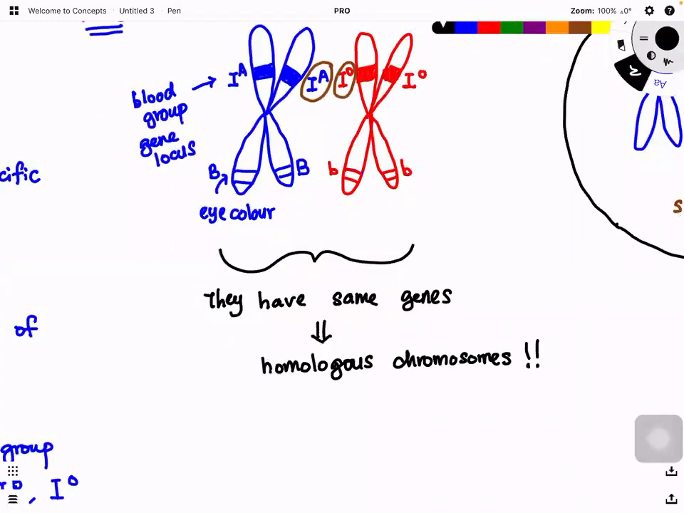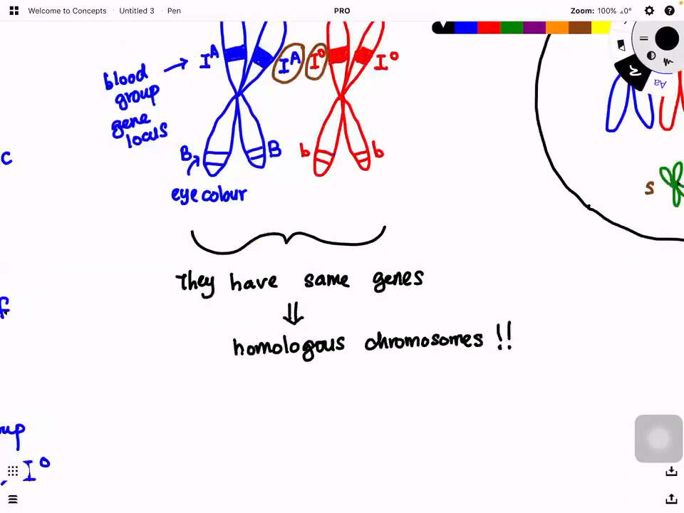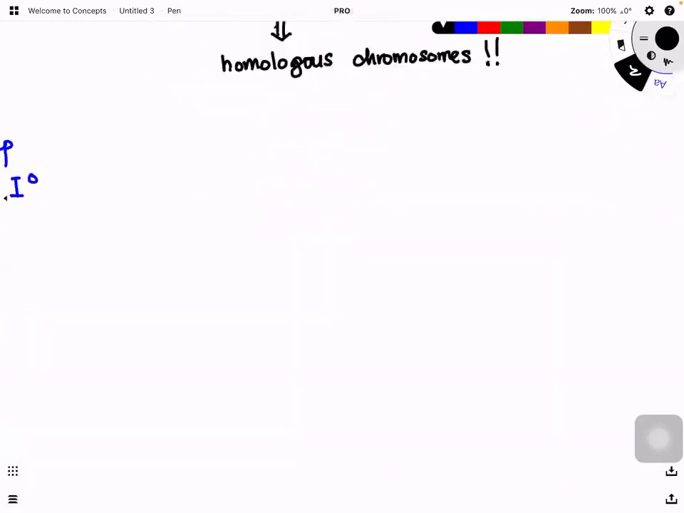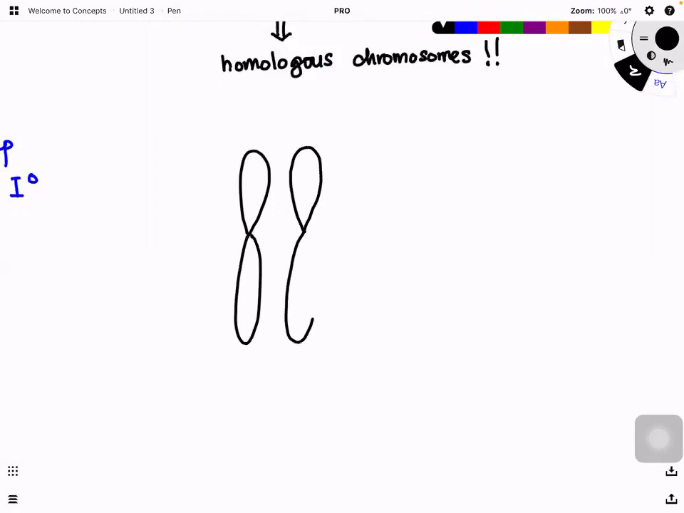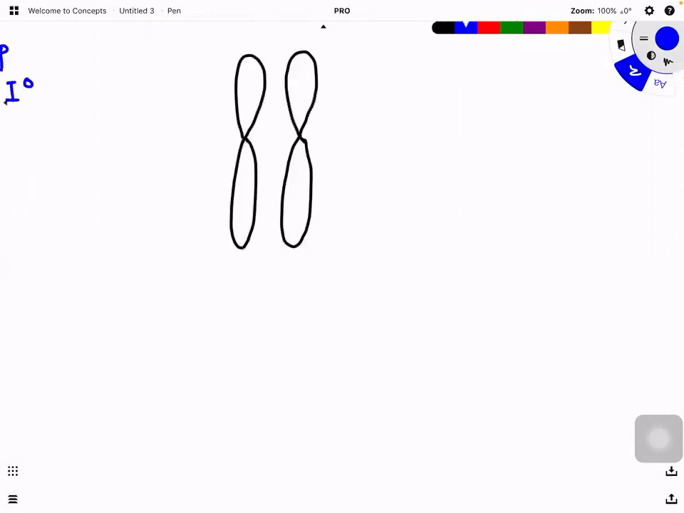So now, if you look at the blood group again, in this case, I'm targeting one side only. This is one chromosome. This is one chromosome. Because of diploid, right? So it must be a pair, homologous chromosome. So both of them are homologous.